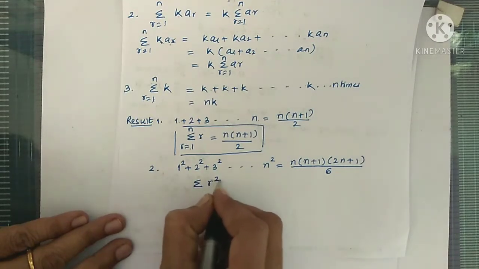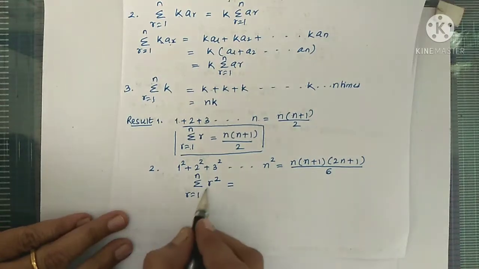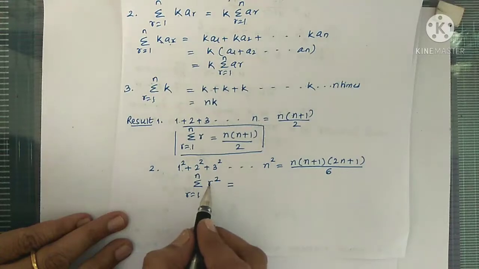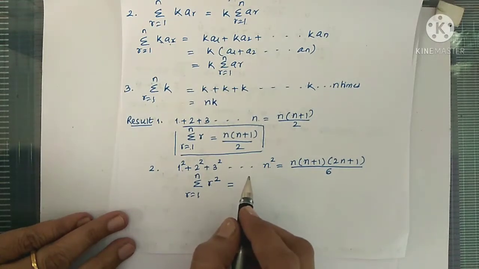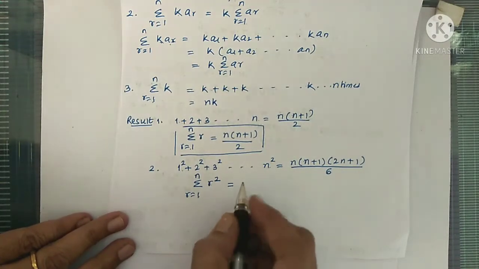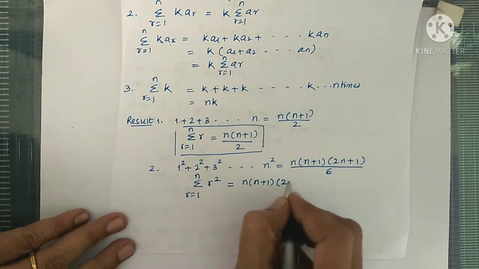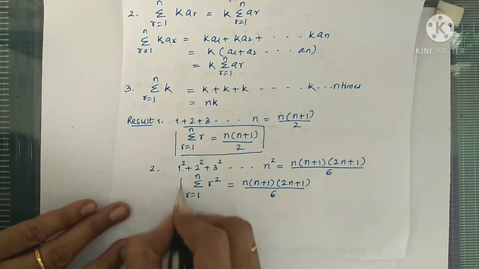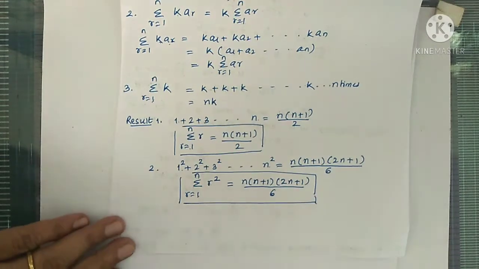So this is nothing but summation r square. Let's check. For r equal to 1 we get 1 square. For r equal to 2 we get 2 square. R equal to 3, 3 square. And for r equal to n, this becomes n square. So this is sum of squares of first n natural numbers. And what is the formula? n into n plus 1 into 2n plus 1 upon 6. Okay, so this is summation r square. So let's put.